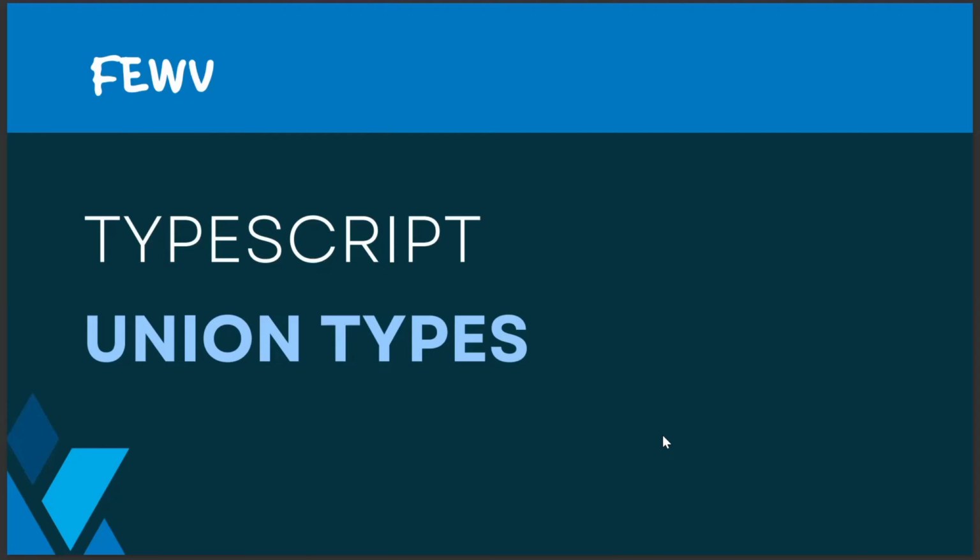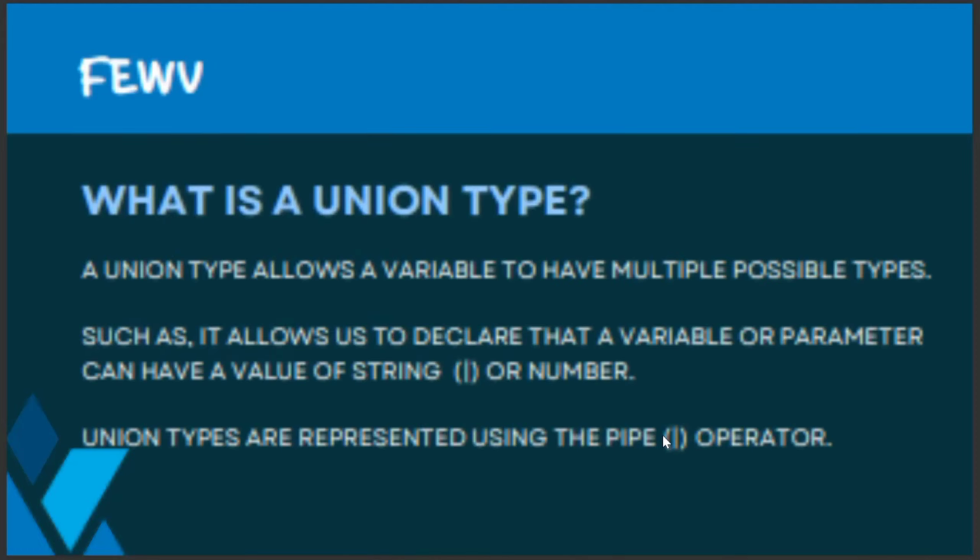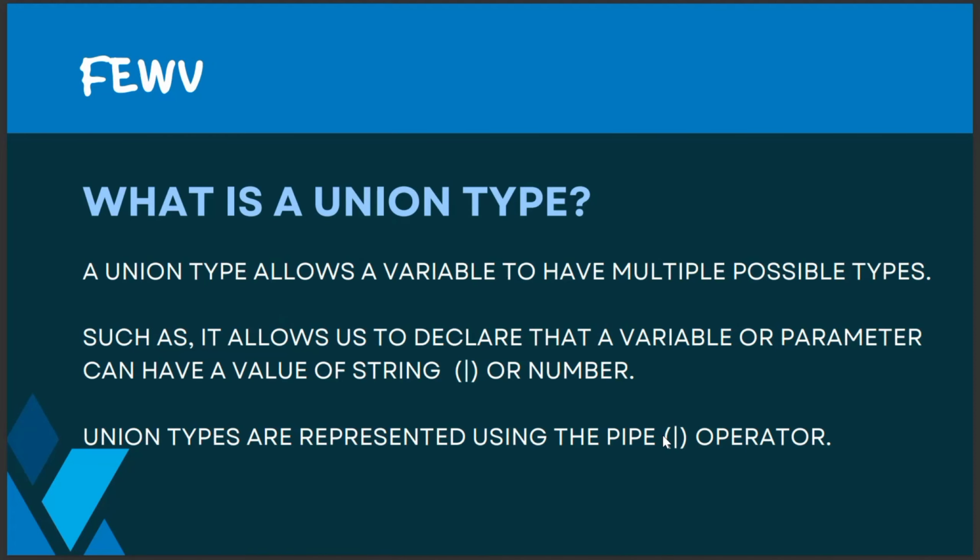Hello everyone, in this video we will talk about union type in TypeScript. So what are union types? A union type allows a variable or a parameter to have multiple possible types. It will allow us to declare that a variable or a parameter can have a value of either string or a number. Union types are to be separated using the pipe operator.